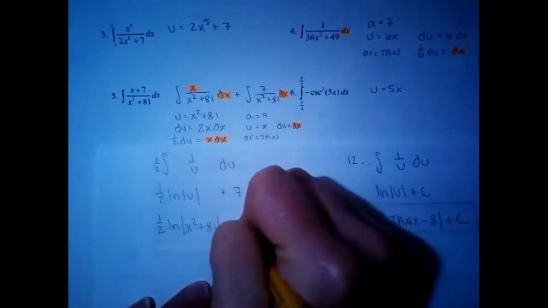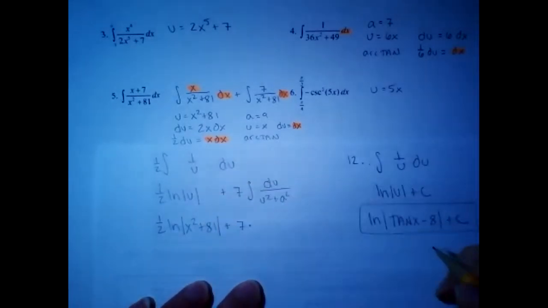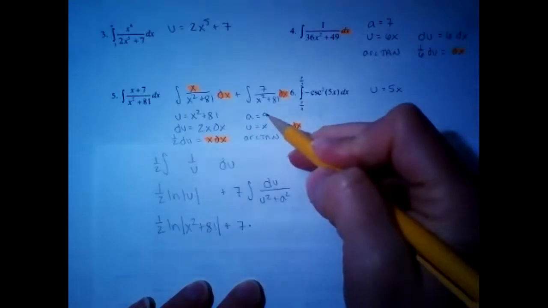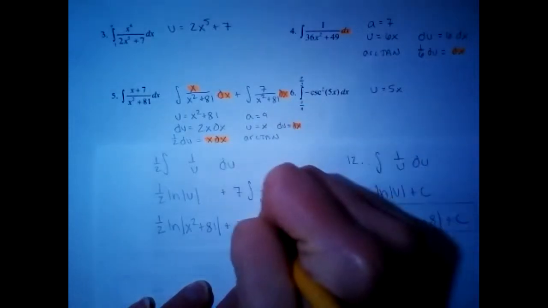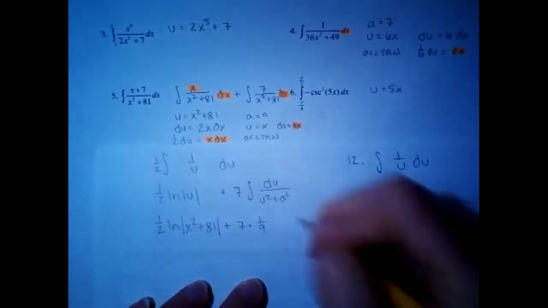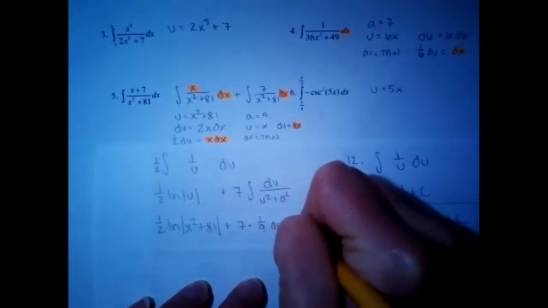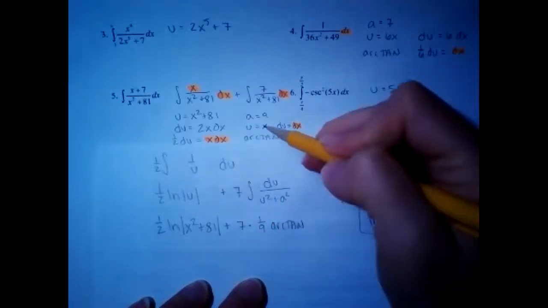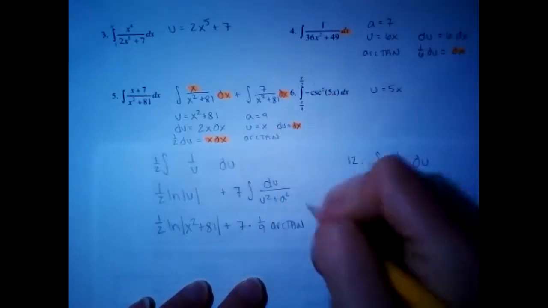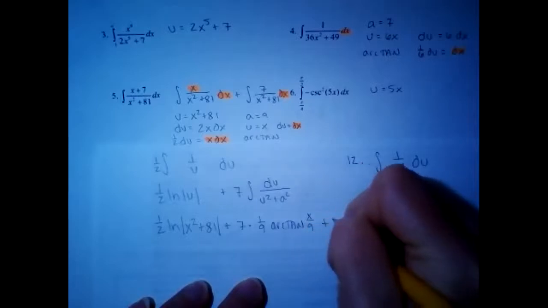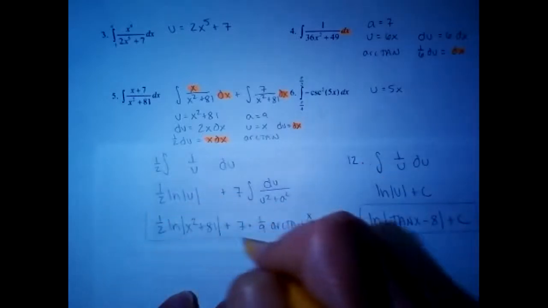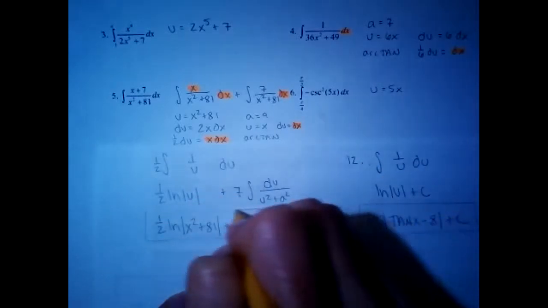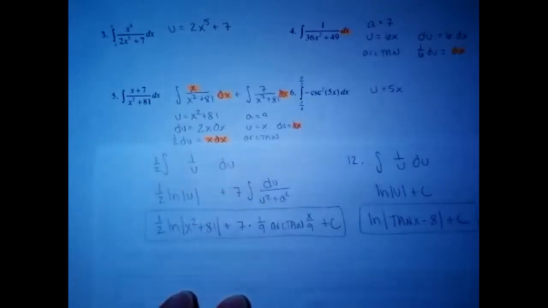So this is going to be 7 times 1/a, which is going to be 1/9, or you can just write 7/9 arctangent of u over a, so that'll be x over 9, and then I'm going to put plus c at the end of the whole thing. So I'm just tacking those two answers together. So we split it and did it kind of as a part A and a part B.